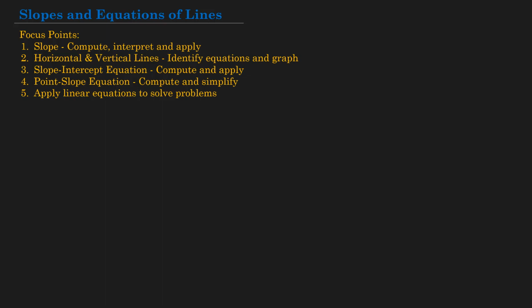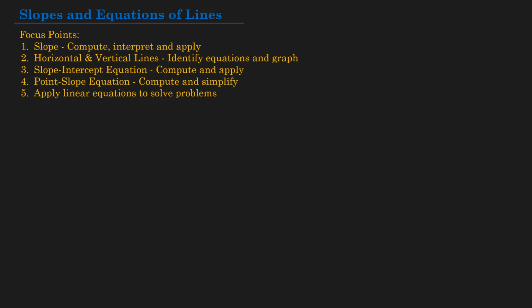We're going to look at 5 different points in this. First, we're going to look at what a slope is, how to compute it, interpret it, and apply it to situations. These really do apply to real-world situations. We're then going to take a look at what the equation of either a horizontal or a vertical line looks like and how to go about graphing these.